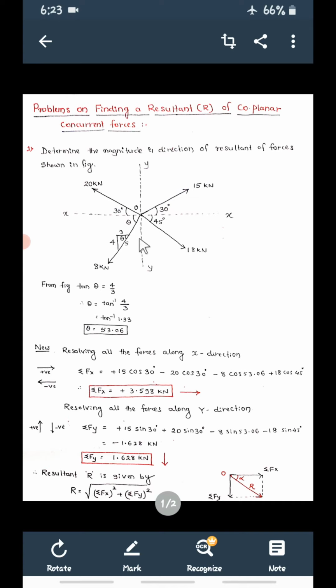Then the last force, 18. Again make this force vertical. Again it is going to be downward. So minus 18 sine of this angle, so minus 18 sin 45.